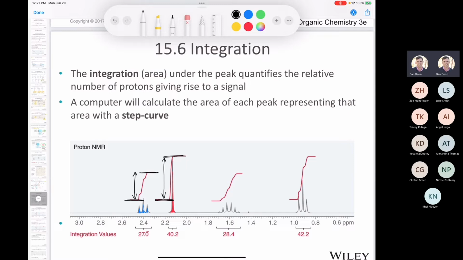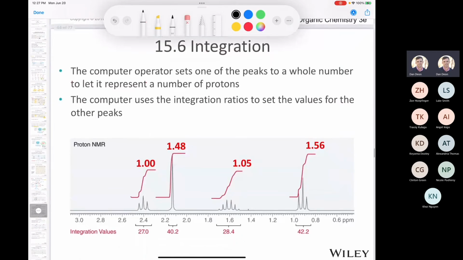And that relative area, again, is directly related to the number of protons represented by each peak. So instead of looking at the numbers 27, 40.2, 28.4, and 42.2, what we do is we take the smallest integration value and we divide every integration value by the smallest. So divide by 27, divide by 27, divide by 27, and divide by 27. And the numbers that we get are 1, 1.48, 1.05, and 1.56.